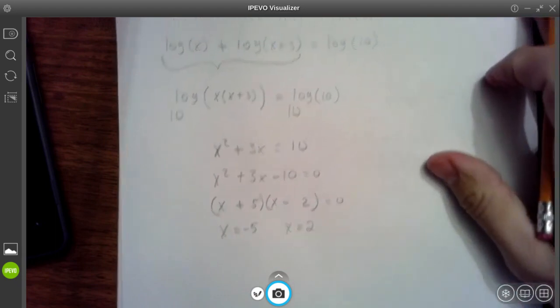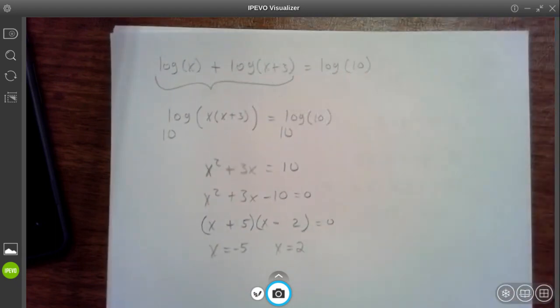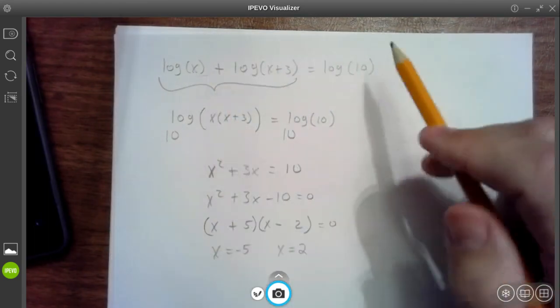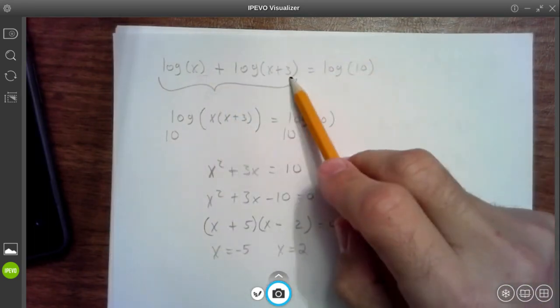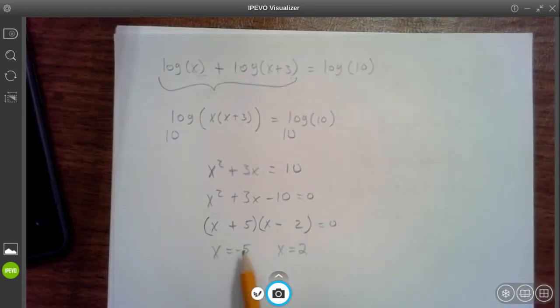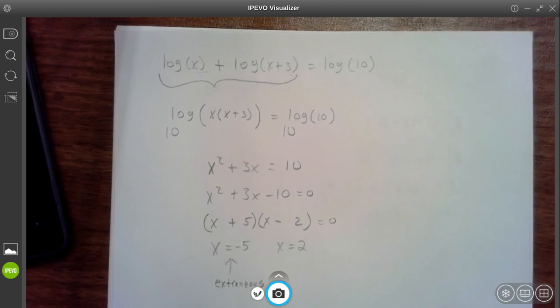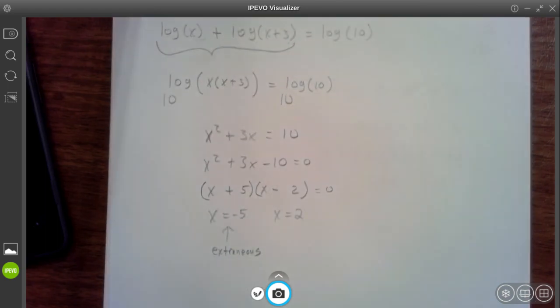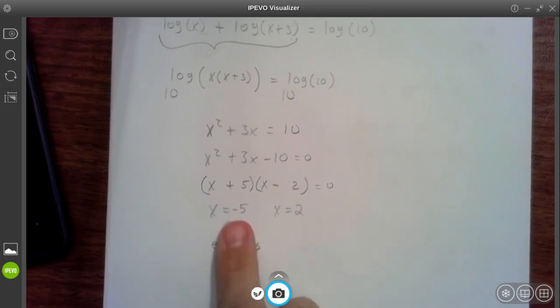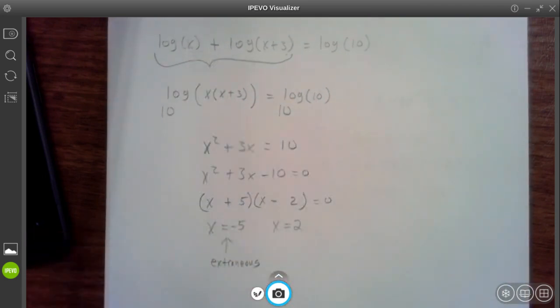Now, positive 2, that's not going to cause any problems. 2 plus 3, that's 5. Log of 2, that's positive. But negative 5, that is an issue, right? You can't do log of negative 5, and you can't do negative 5 plus 3 to get negative 2 right here. So this one, you would say this is extraneous. All right, it's the solution that you found while you were following all the right steps, but it doesn't satisfy the original equation because it's not in the domain. Negative 5 is not a number that you're allowed to plug in for x. Right?